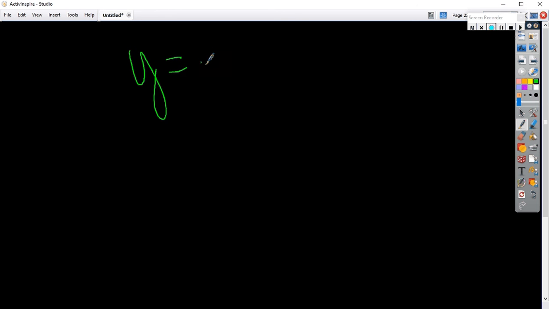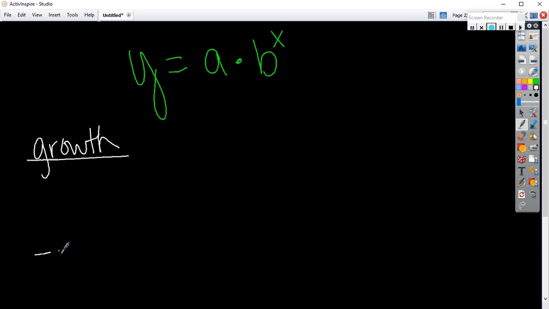Let's go back to this parent graph. A times b to the x. Here's what I know. I have two types of exponential functions that I really talk about a lot. They're growth and decay. Do y'all remember doing growth and decay? Okay. Growth on a graph looks something like this. Dashed line is an asymptote.